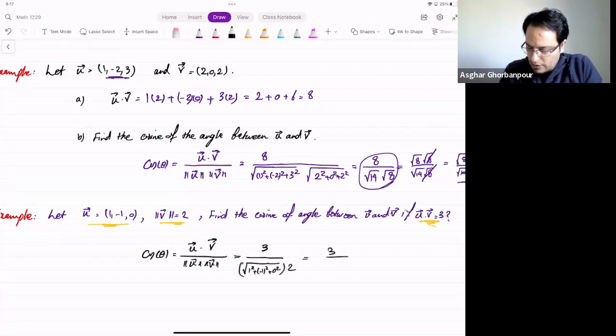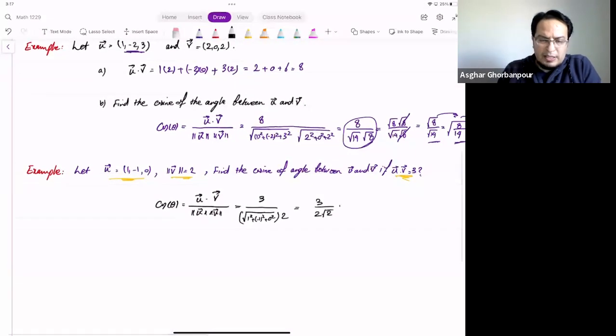So this will be 3 over 2. And then 1 squared is 1, negative 1 squared is 1, 0. So add them, you get root 2. So I multiply 2 by root 2. That's the number that Richard gave me. Thank you.